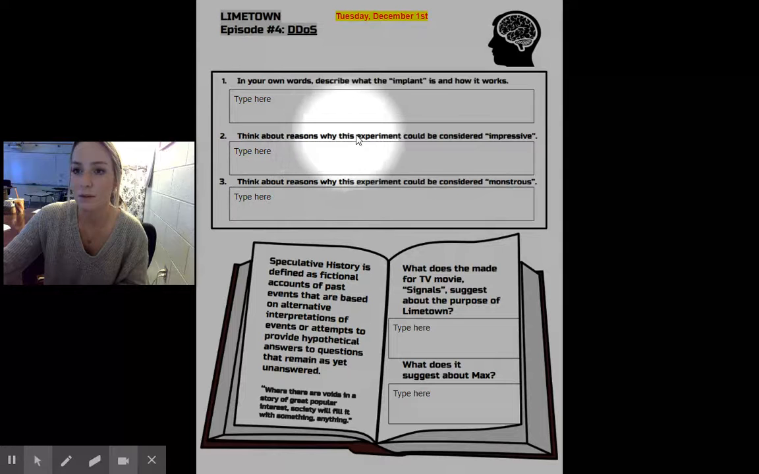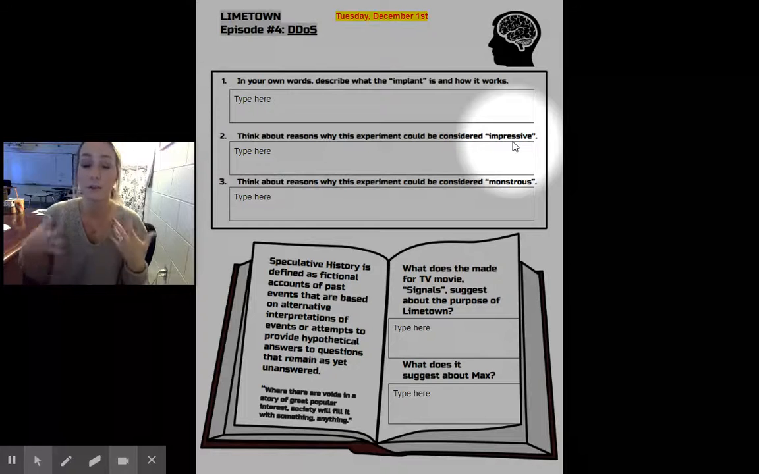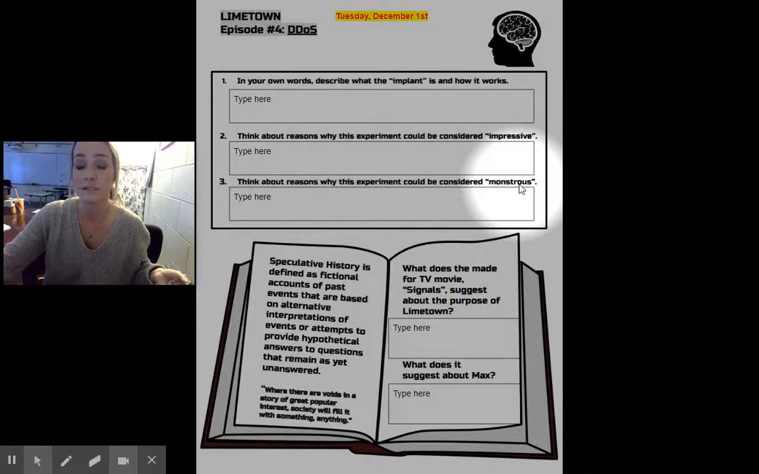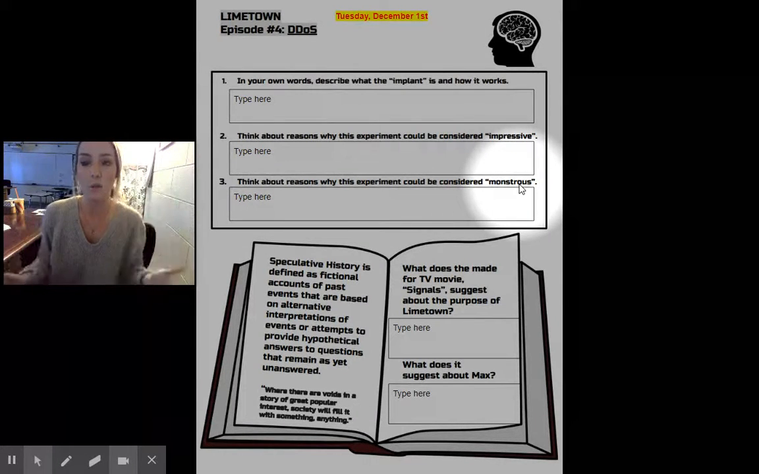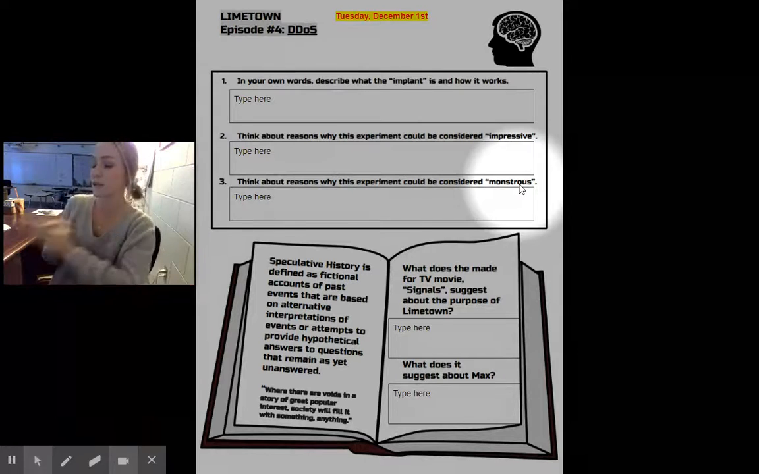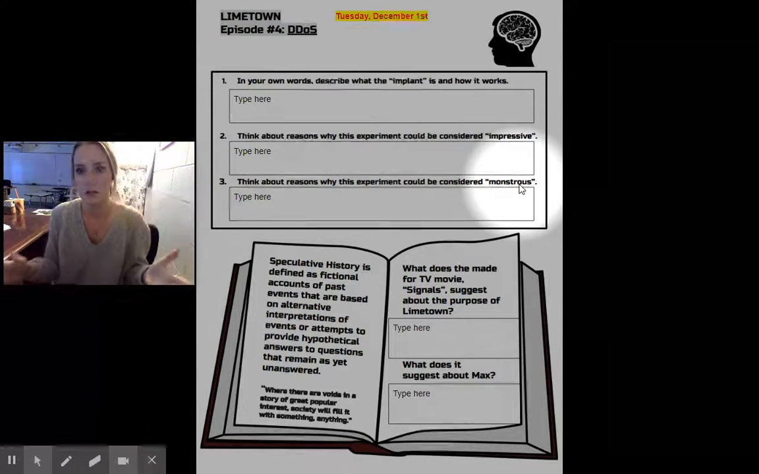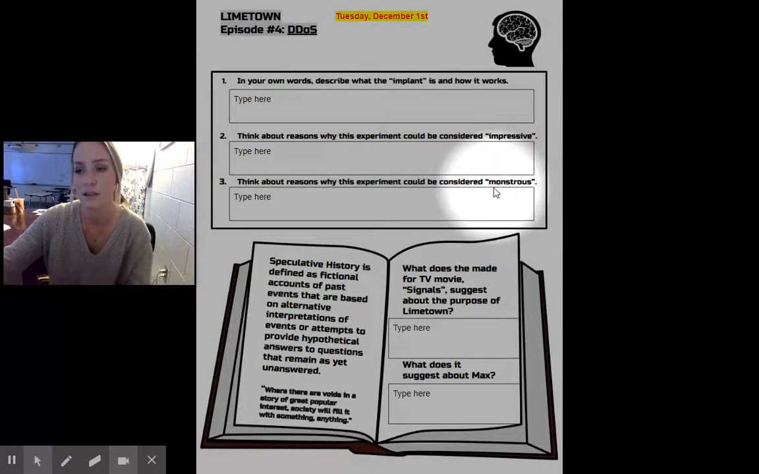Then it says, think about the reasons why this experiment could be considered impressive. The word impressive is very positive. If you're impressed with something, you're like, wow, that's amazing, right? So how could people look at this experiment and think, wow, that's really impressive? The third one says, think about reasons why this experiment could be considered monstrous. How could people look at this experiment and say, this is horrible, this is awful, this is monstrous? Monstrous has a negative connotation.